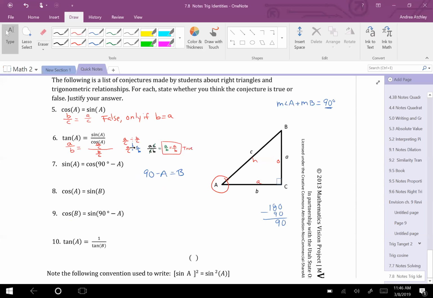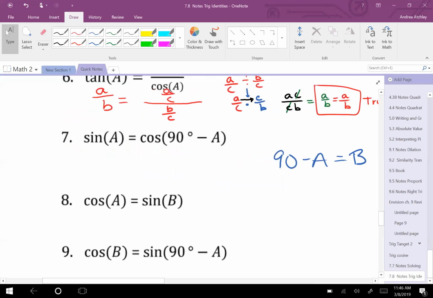Okay, so what this is really stating is the sine of A, is that equal to the cosine of B? Yes, we already proved that. So this is true always, right? Okay, is the cosine of A equal to the sine of B? Yes. So it's true.